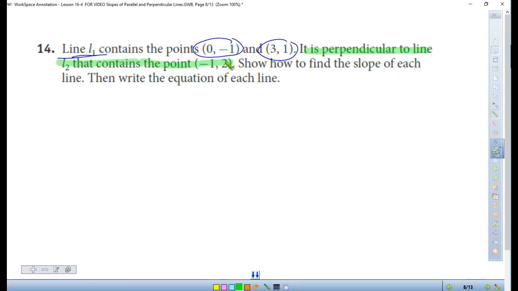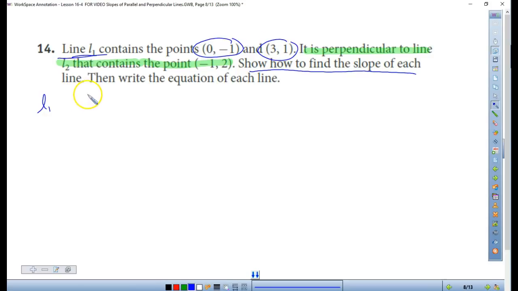Show how to find the slope of each line, then write the equation of each line. Alright, so one thing at a time. Show how to find the slope of each. Okay, L1, how do we find the slope from 2 points? You'll do y2 minus y1 over x2 minus x1. So 1 minus -1 for the y's over 3 minus 0. So that's 1 plus 1, which is 2 over 3. So there's the slope of L1.